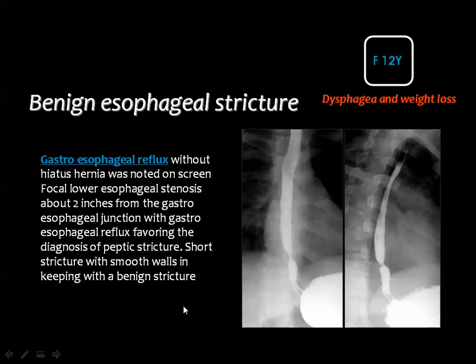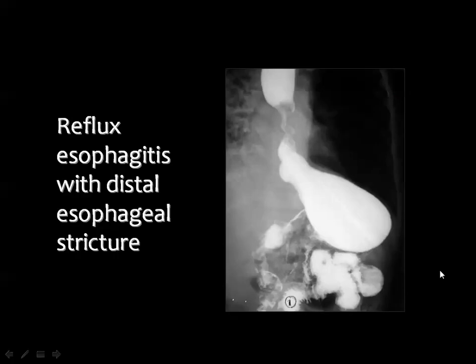Also, you may get stricture in the distal part of the esophagus secondary to reflux. Reflux will result in inflammation of the distal esophageal segment, and this inflammation will lead to ulceration, then followed by fibrosis, and this fibrous tissue will lead to narrowing of the distal part of the esophagus, and this is a benign peptic stricture as also seen in the adult population.